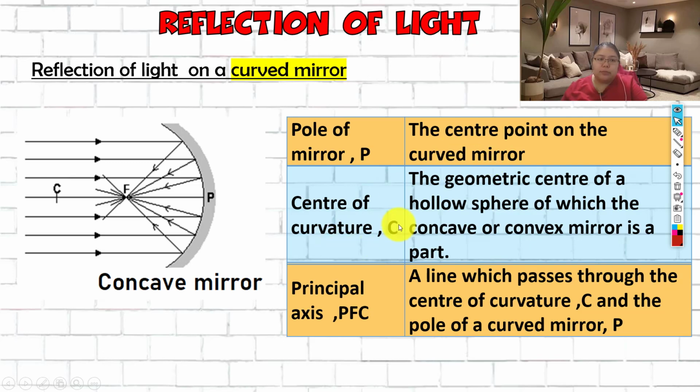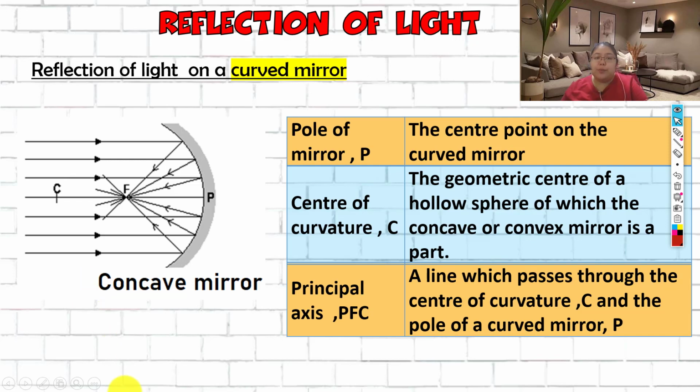C is just like the center of the circle, so we call it the center of curvature. Geometrically, it is the center of the hollow sphere of which the concave or convex mirror is a part. So that means C is one circle, and there's a tick at the center point.